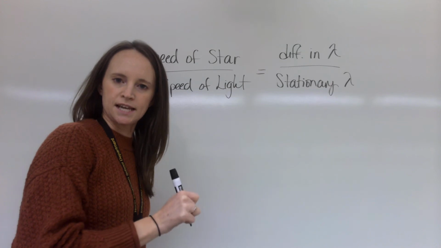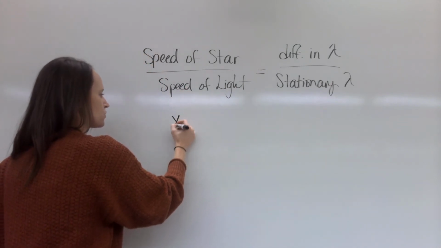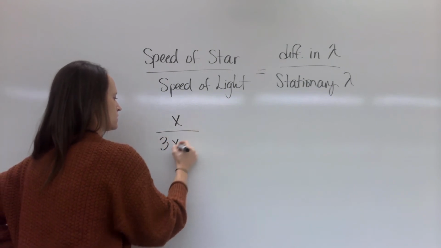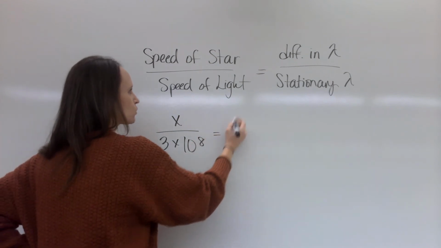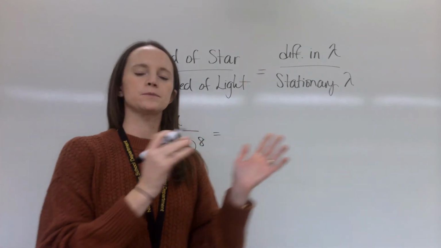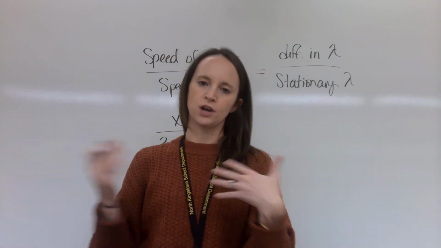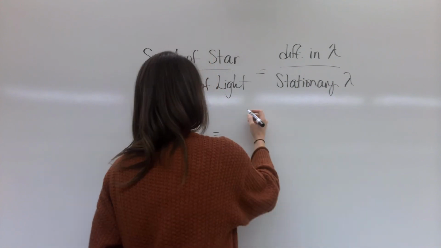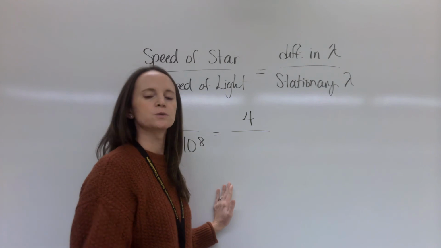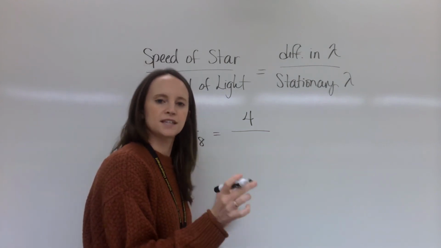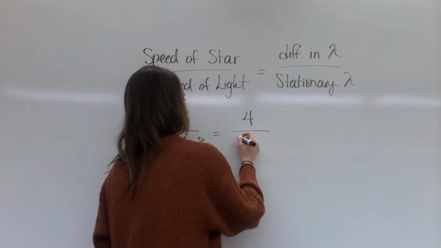So, speed of light is a given, we already know that. It's 3 times 10 to the 8th. So we're always going to put that number there. Speed of star is unknown, so I'm going to call that x. Equals difference in wavelength. So the shift went from 656 to 660, so the difference is going to be, subtract the 2, 4. Difference of 4 divided by the stationary value, which is always the first wavelength that's given in the problem. The unshifted light, which was 656.